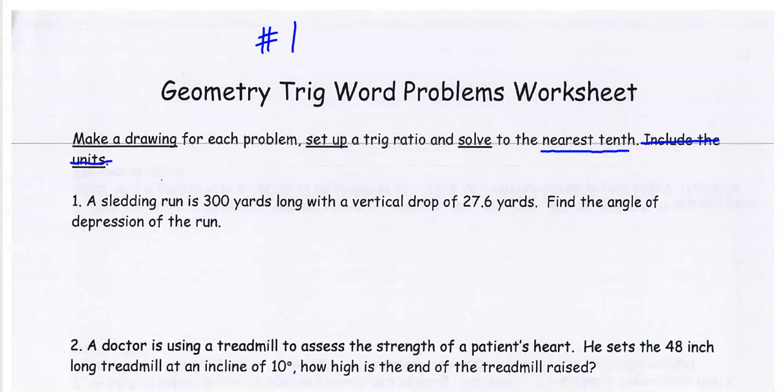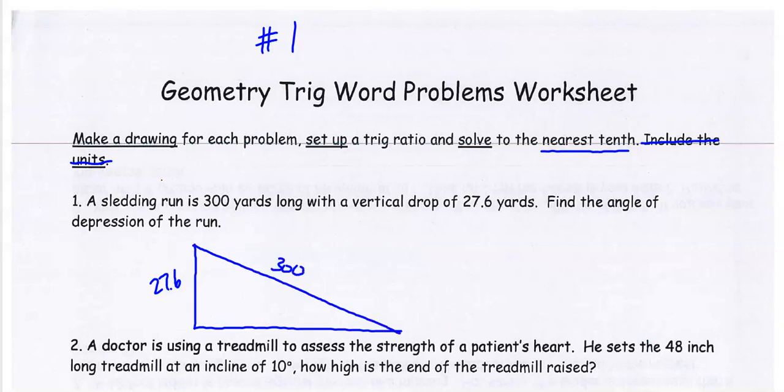So here we go. Number 1, a sledding run is 300 yards long with a vertical drop of 27.6. Find the angle of depression. So I'm going to put the ground. The vertical drop is 27.6. The run going down the hill is 300, so that's our hypotenuse. And we need to find the angle of depression. So remember, angle of depression is from horizontal coming down. So that's what we're trying to find.